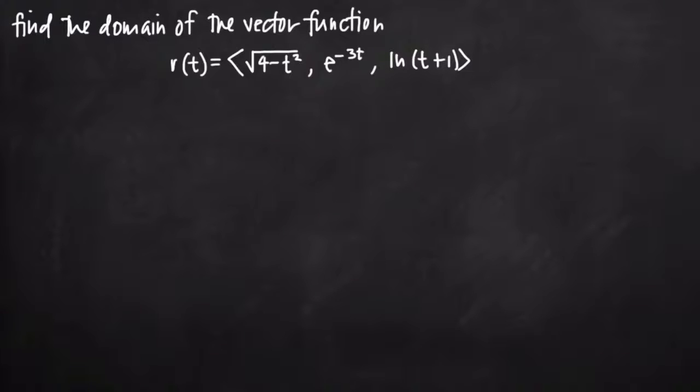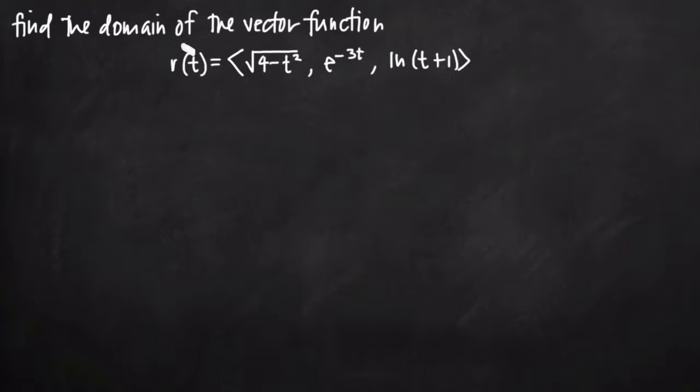Today we're going to be talking about how to find the domain of a vector function, and in this particular problem we've been given the function r of t, where r is the vector, but r of t is equal to the square root of 4 minus t squared, e to the negative 3t, natural log or ln of the quantity t plus 1.